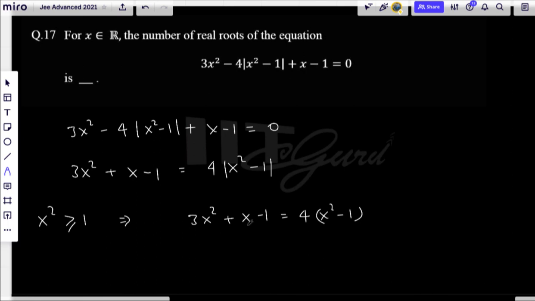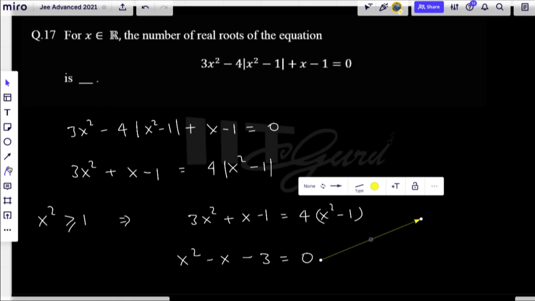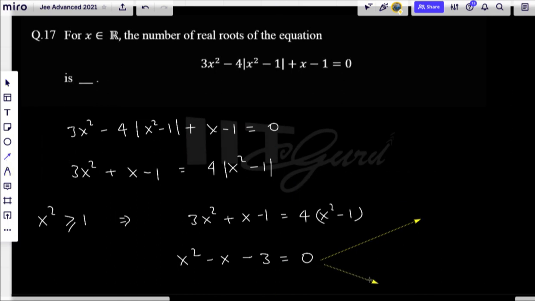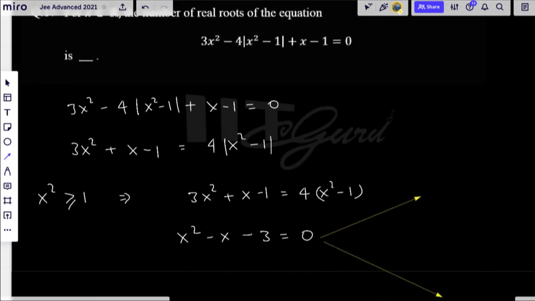Solving this, we transpose to the right side, and hence we get x square minus x minus 3 equal to 0. So this equation provides two different solutions. Let's see.